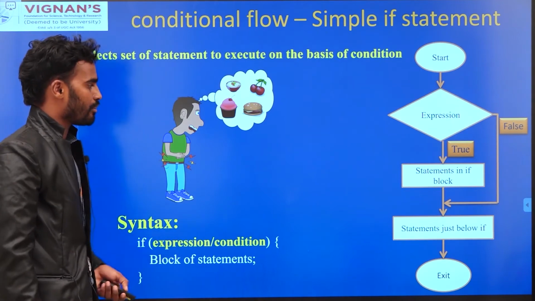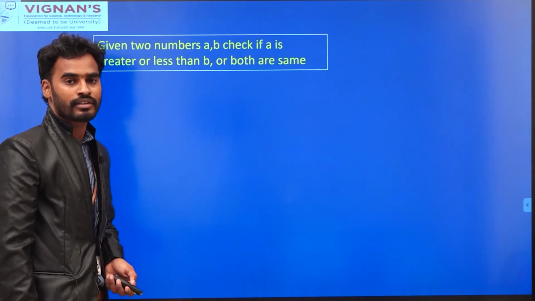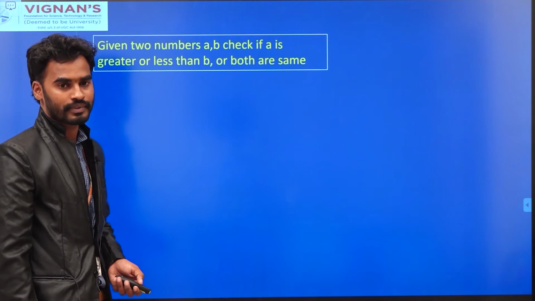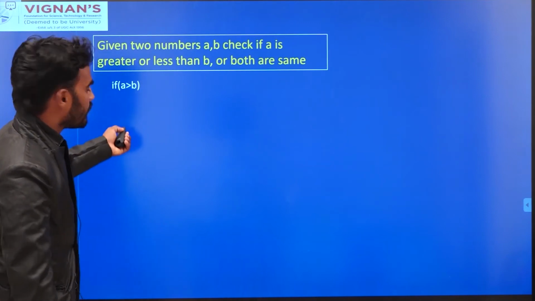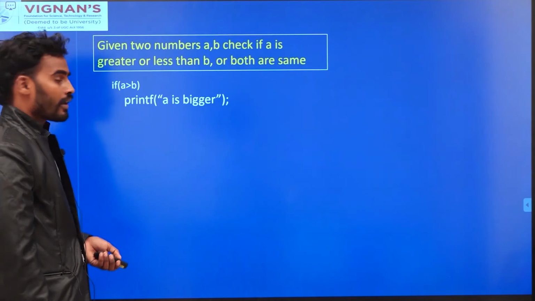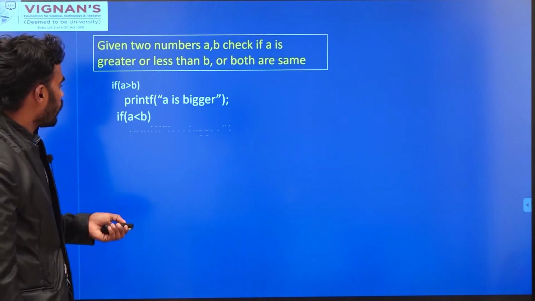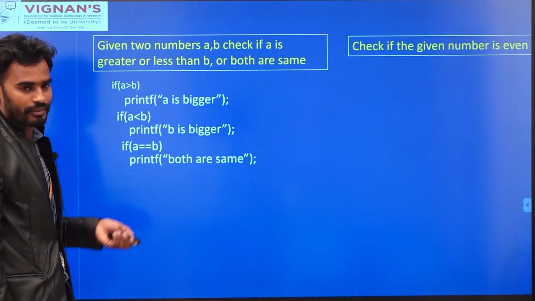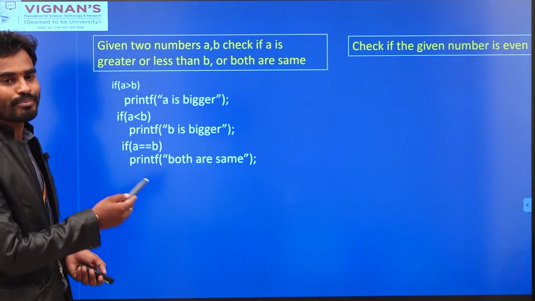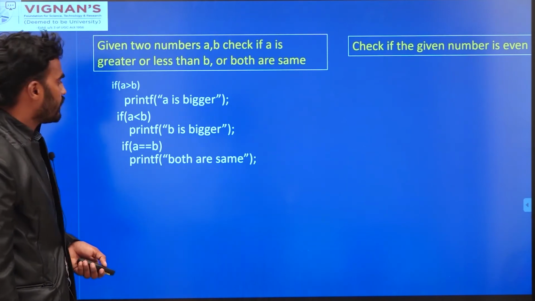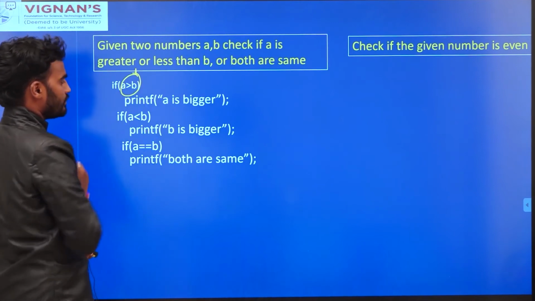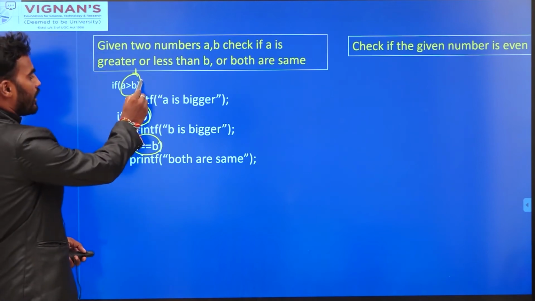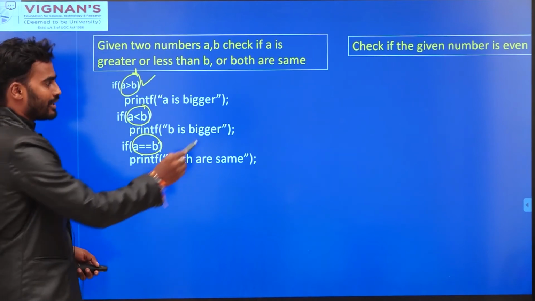Let's talk with an example. Let's print the biggest of two given numbers, let's say A and B. What do you want to do? You can use a simple if statement. If A is greater than B, then you print A as bigger. If A is less than B, you print B as bigger. If both are the same, then you print both are same. This is the way you are supposed to use simple if statements. Here this is an expression, this is an expression, and this is an expression. If this expression becomes true, this statement will be printed.